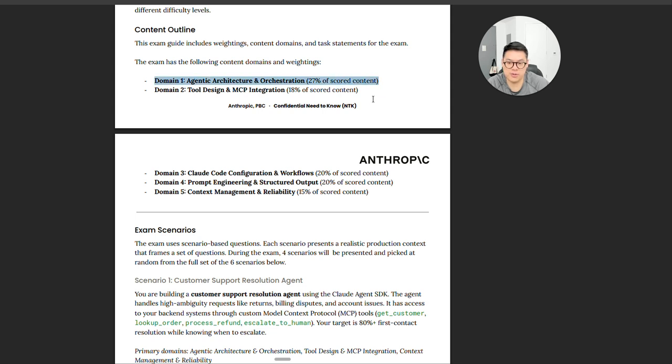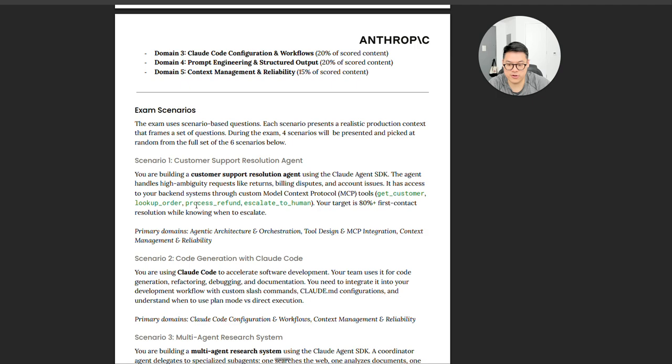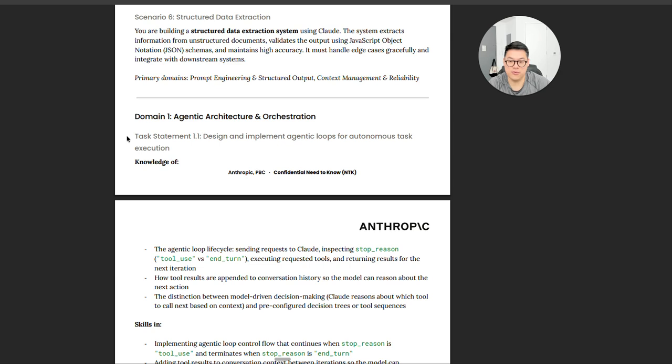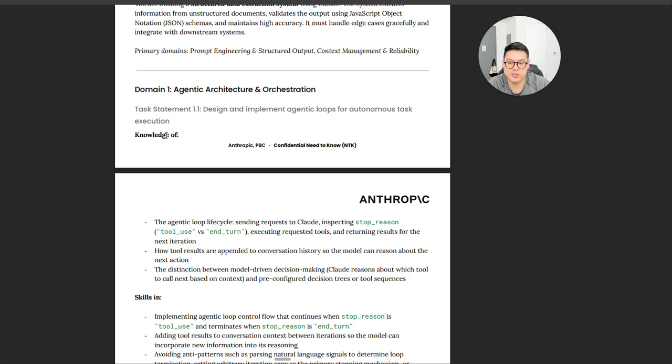It's split up into 2 major groups: domains, and you're also going to see something called scenarios. So we have exam scenarios, right? These are the scenarios that they're going to test you in. And then we have domains. It switches back and forth between scenarios and domains.